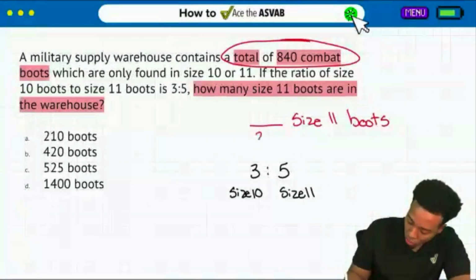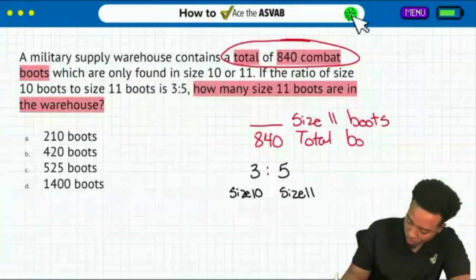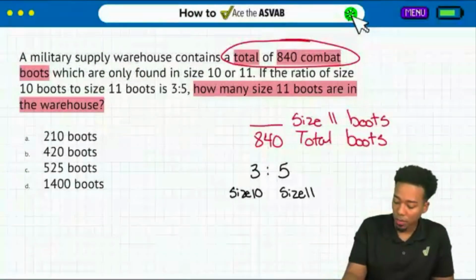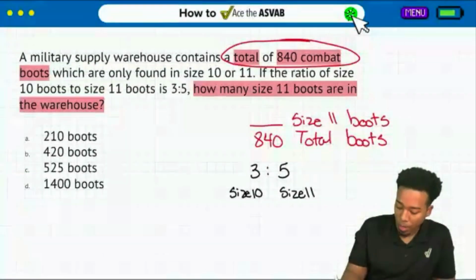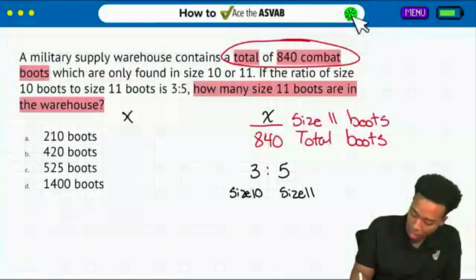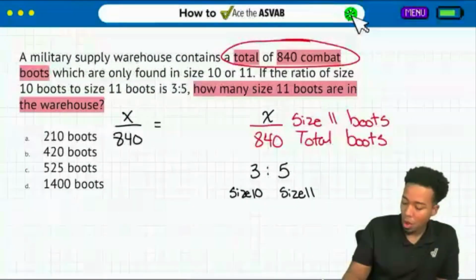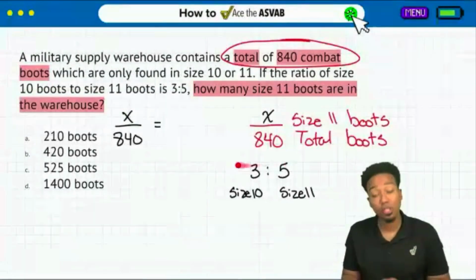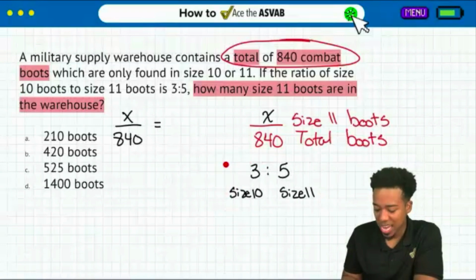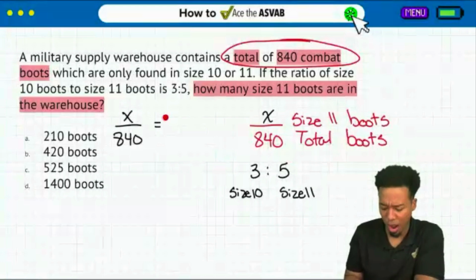I have 840 total boots. We're looking for the number of size 11 boots. So if we were to write the comparison for the proportion, and if we were to do X size 11 boots over 840 total, what's the problem with this as it currently stands? Is the 3 and is the 5, are these enough to solve the problem, to plug in?